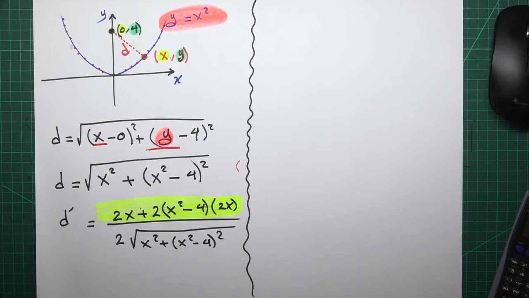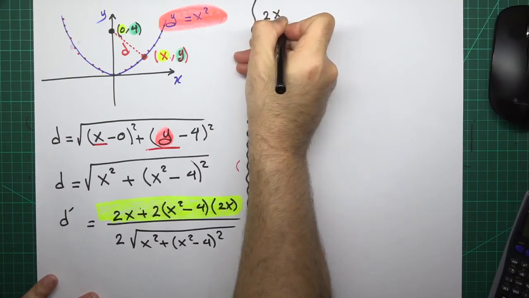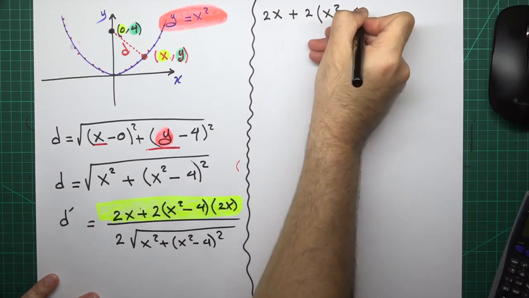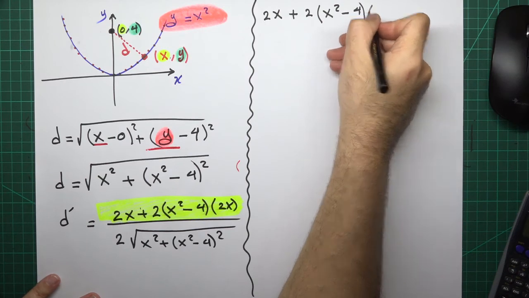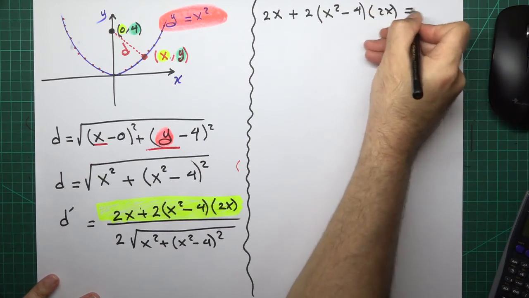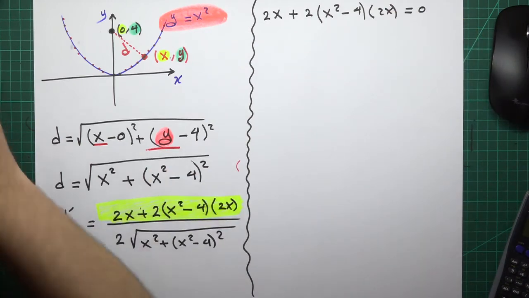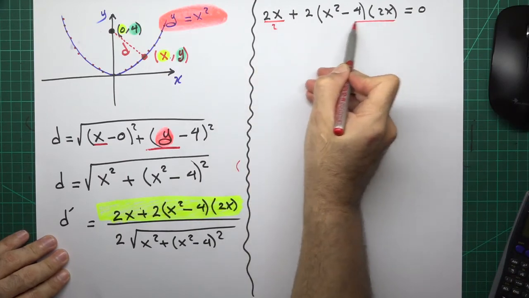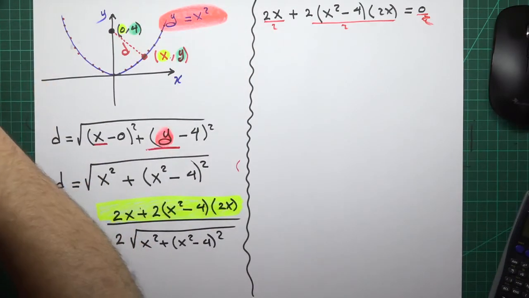Third thing: when we set it equal to zero, we only care about the numerator. So I will take only 2x plus 2 times x squared minus 4 times 2x equals 0, and I have to simplify. I have 2, so firstly my plan is to divide by 2. It will be 0; dividing 0 by 2 does not affect it.